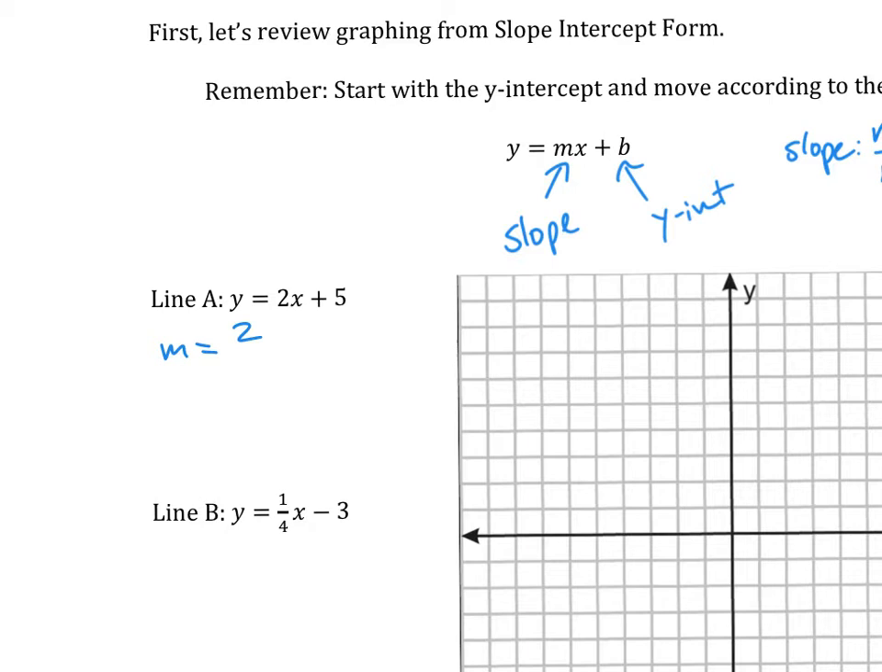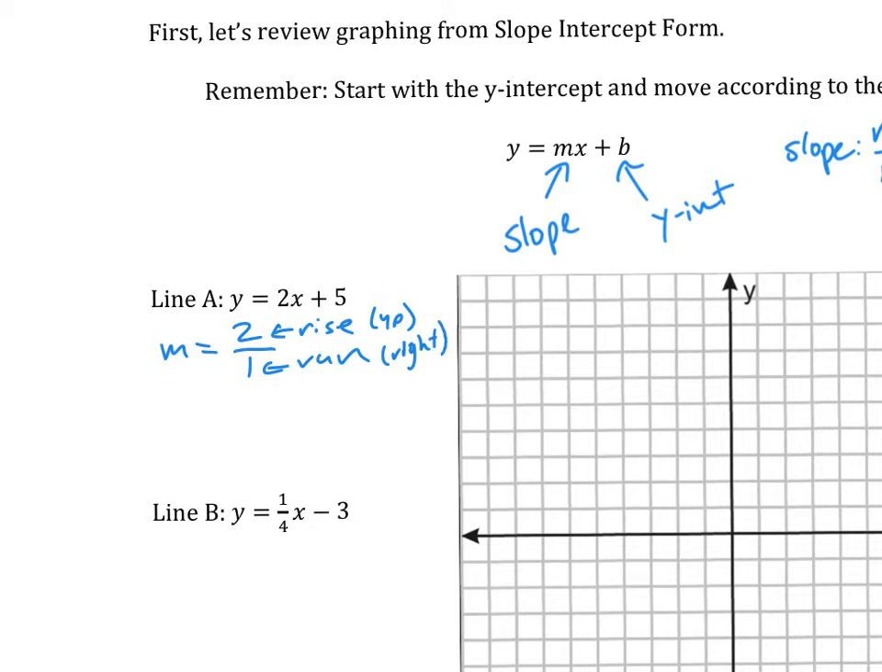For line A, our slope is going to be 2, but in order to use it, we want to have rise over run. So we need to make this into a fraction. We're going to say that this is 2 divided by 1. Remember that this is our rise, and this is our run. They're both positive, so we're going to go up and to the right.